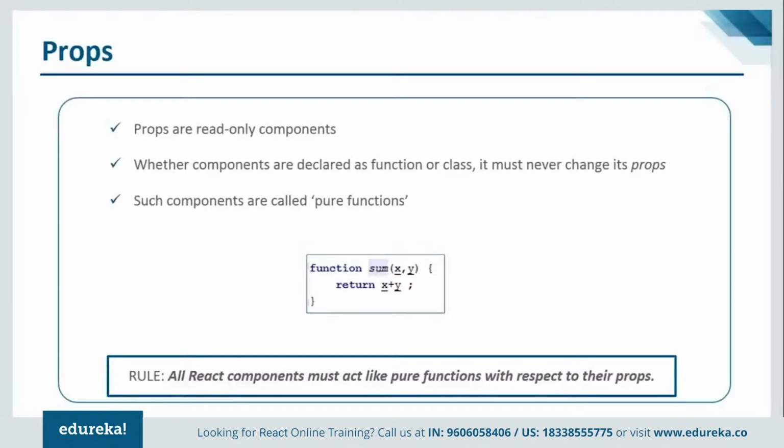Whenever the component is declared as a function or a class, it must never change its props. All such components are therefore called the pure functions. If you see this function as I have shown in this demo, we have the function called sum, which is accepting arguments x and y. So its job is to always return the sum. So whenever this function is called, it will never change its props. In React, the only rule we have and that we must follow is all React components must act like pure functions with respect to their props. So let's find out how it's happening with the help of a practical demo.